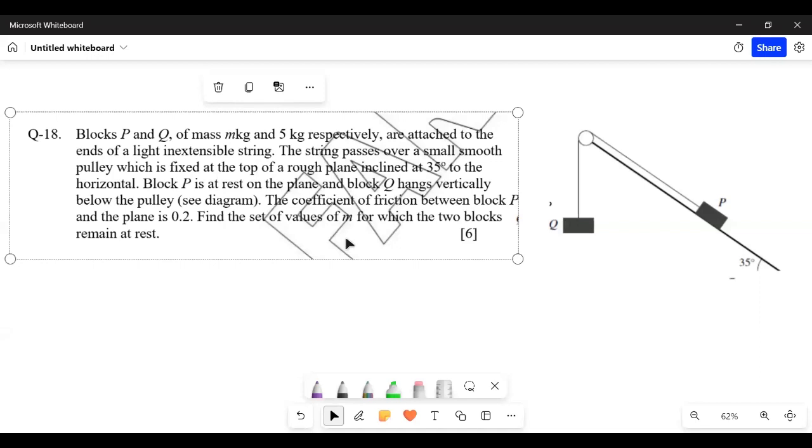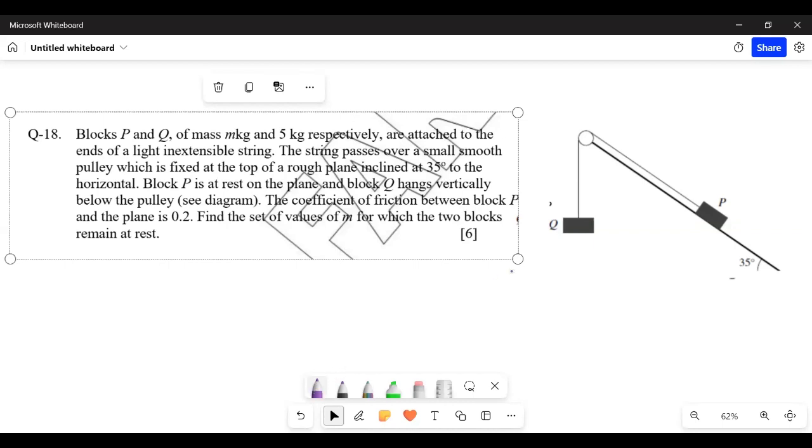Question 18. Blocks P and Q of mass m kg and 5 kg respectively are attached to the ends of a light inextensible string. The string passes over a small smooth pulley which is fixed at the top of a rough inclined plane at 35° to the horizontal. Block P is at rest on the plane and block Q hangs vertically below the pulley. The coefficient of friction between block P and the plane is 0.2. Find the set of values of m for which the two blocks remain at rest.